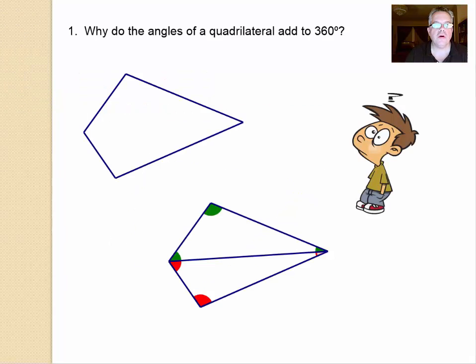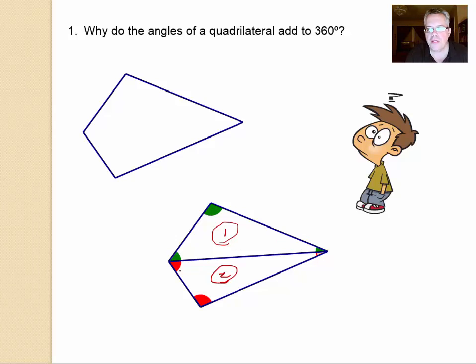So, as you may have learned already, the angles of a quadrilateral always add up to 360 degrees. So you may wonder, why is it 360? Well, we can understand that's true because any quadrilateral, like the one I have shown here, can be divided into two triangles. I have triangle 1 with the green angles and triangle number 2.